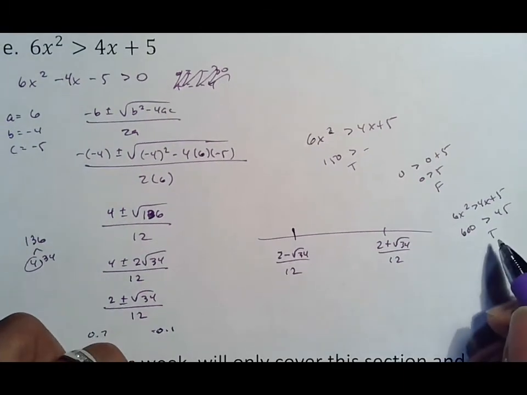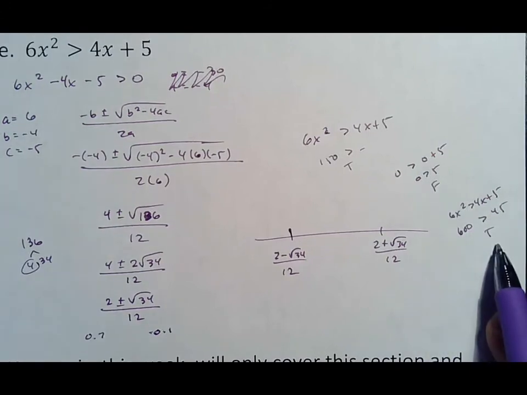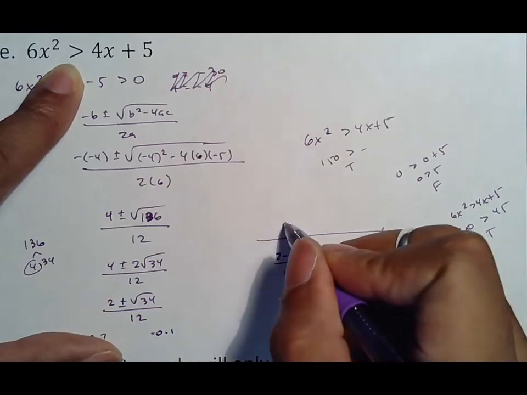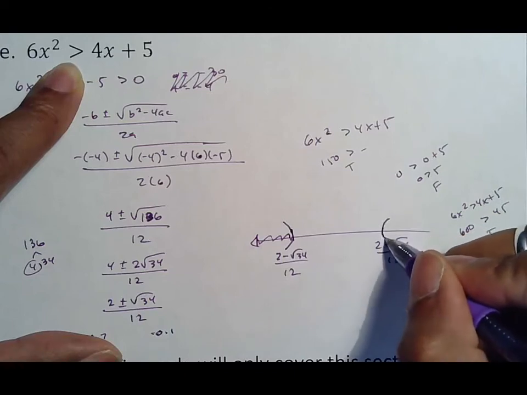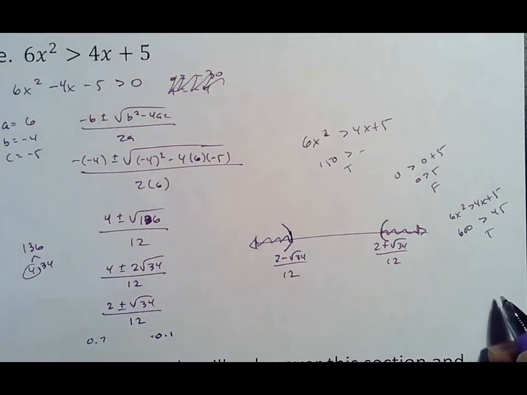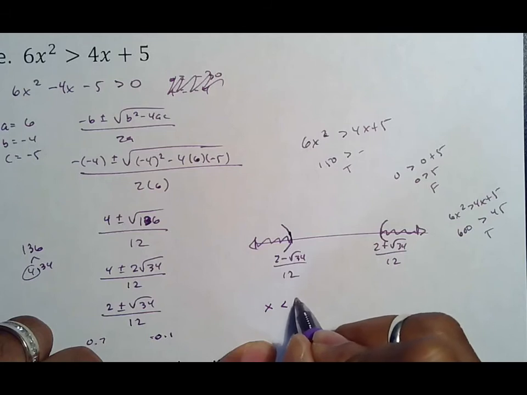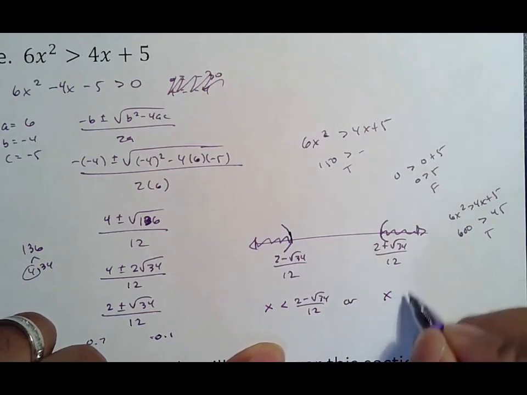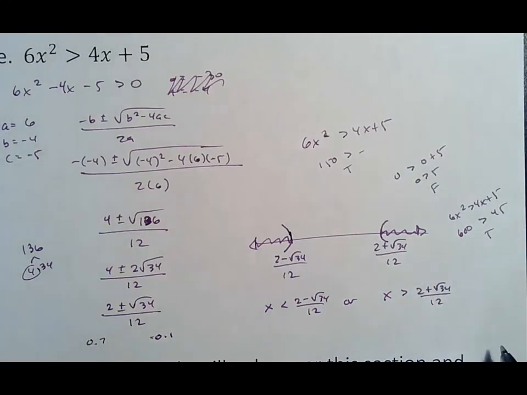So we are again looking at the outside portions, because your first portion worked, second did not, third portion did. It is again an open circle, so what we're looking at graphically is a parenthesis shading this way, and a parenthesis shading that way. In our typical form, we are looking at x is less than 2 minus root 34 over 12, or x is greater than 2 plus root 34 over 12.